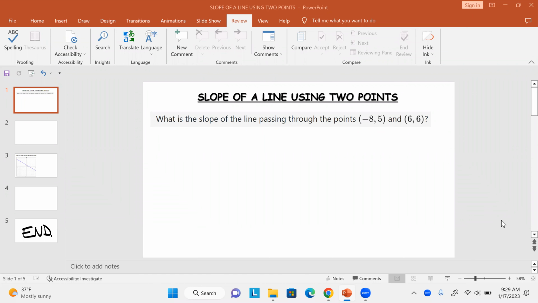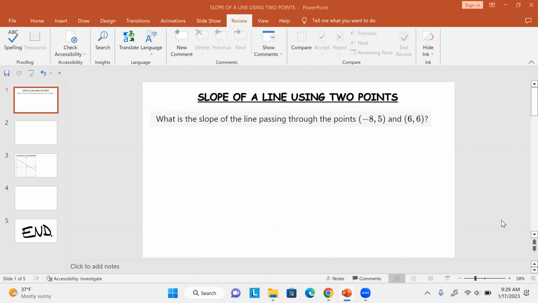Today I want to explain how to calculate the slope of a line using 2 points. So let's see the question. What is the slope of the line passing through the points -8, 5 and 6, 6?